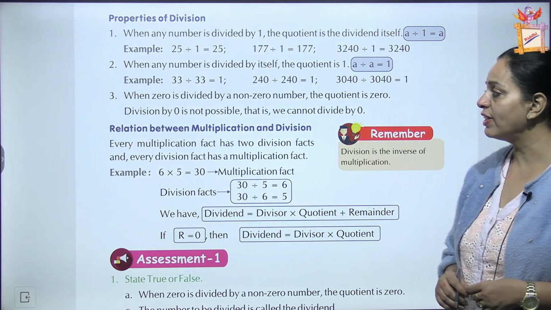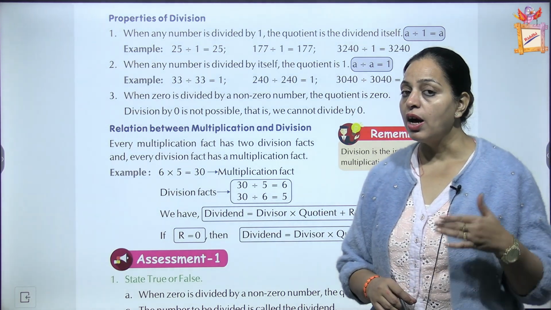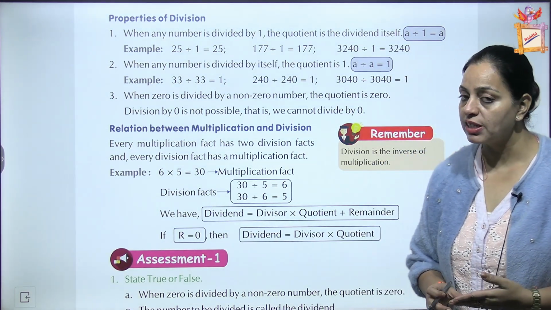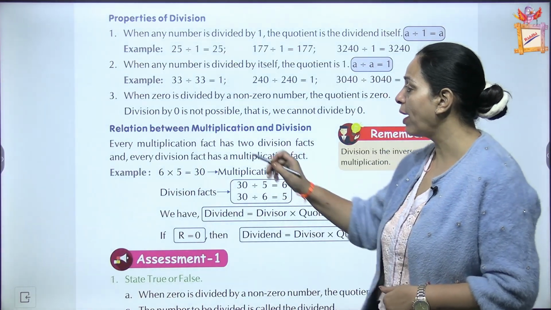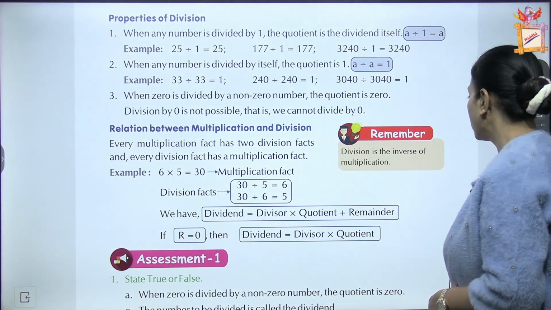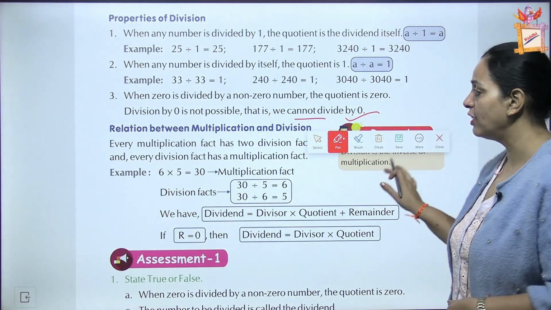And the next is when 0 is divided by any number, the quotient is 0. If we divide 0 by any non-zero number, the answer would be 0. But division by 0 is not possible. It means we cannot divide any number by 0.